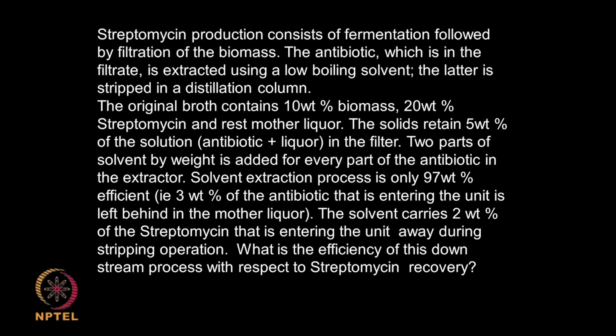So, what are the downstreams? You have a downstream of a filtration to remove the biomass, then you have an extractor where a solvent picks up this product, and then the distillation column where your solvent is stripped at the top and the product is formed. So, these are the 3 unit operations. We need to look at the mass balance at each one of these 3 unit operations.